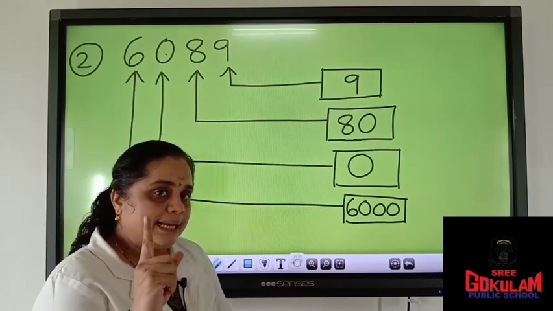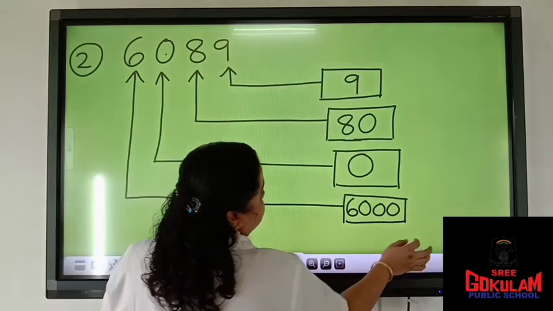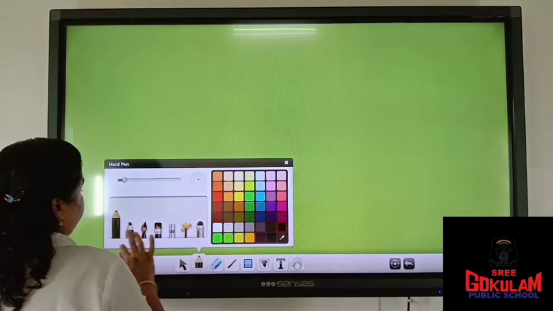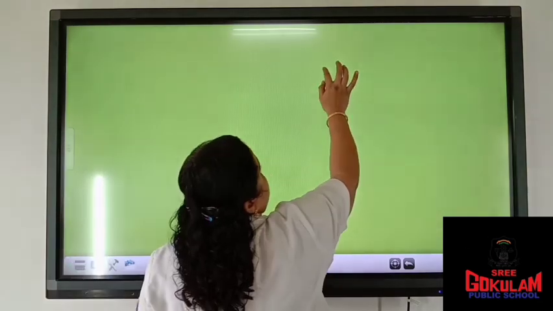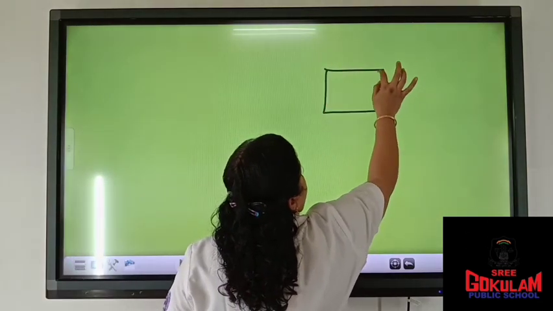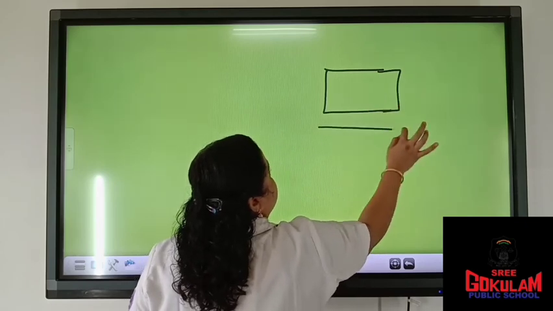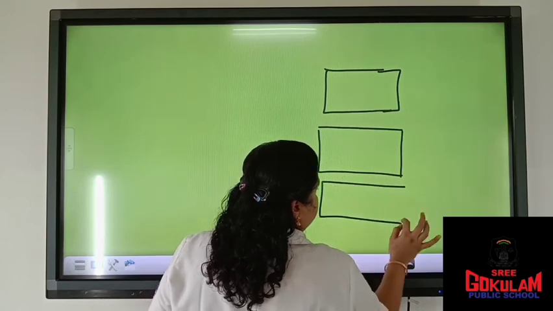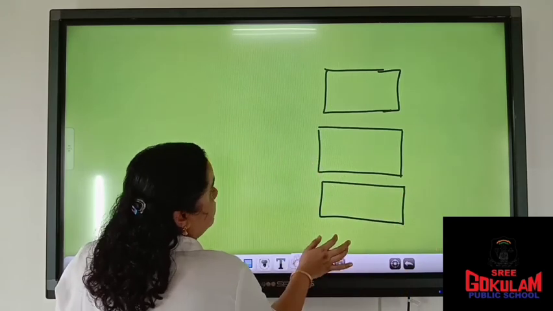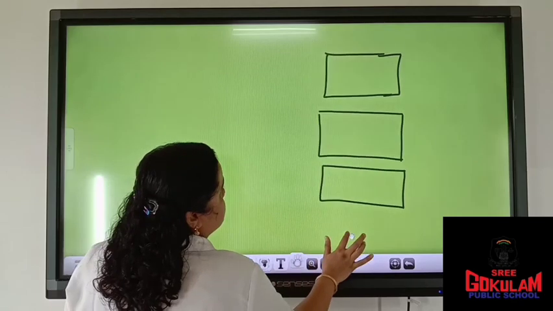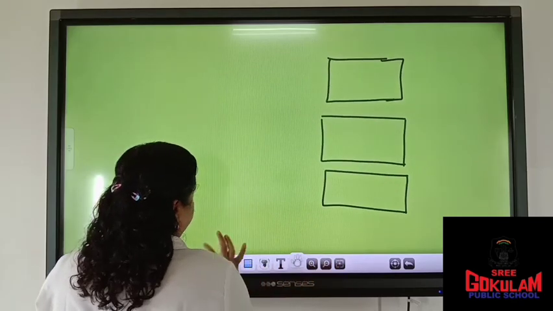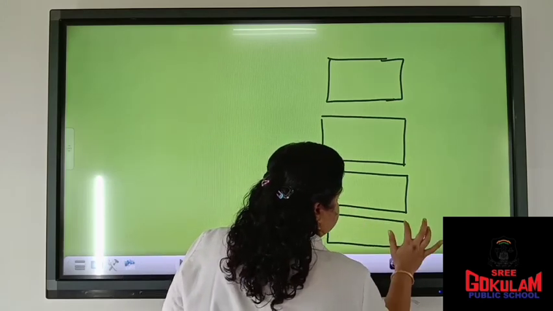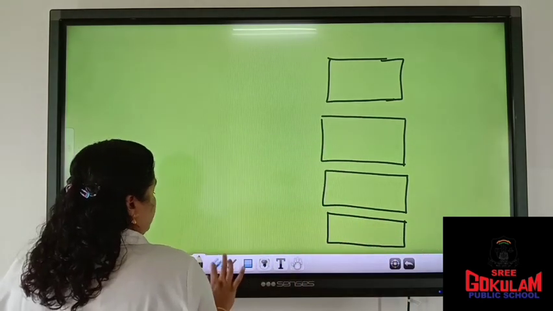Clear, children? So this was what writing the numeral is about. Shall we do one more example in that? Okay. Children, if I were to denote the numbers in their positions here, I would like my children to guess the number. Let me denote it for you, and you can guess it.